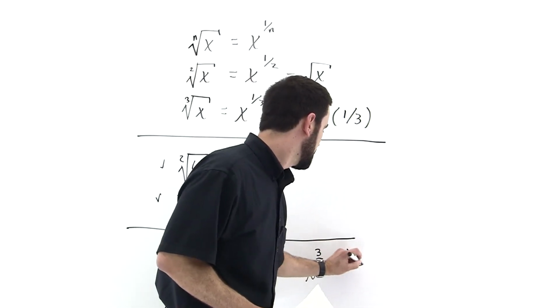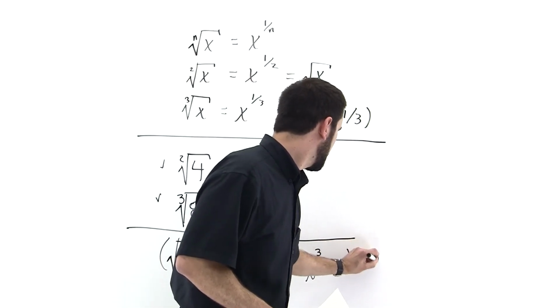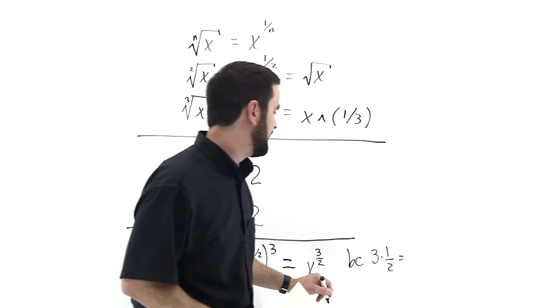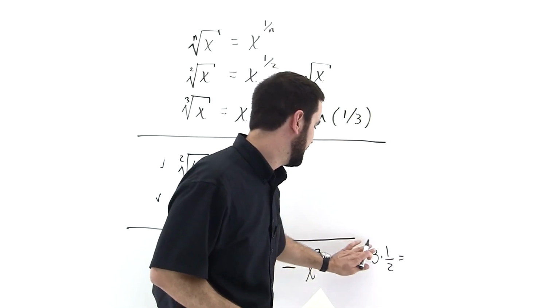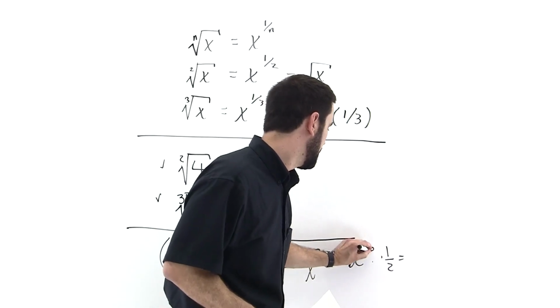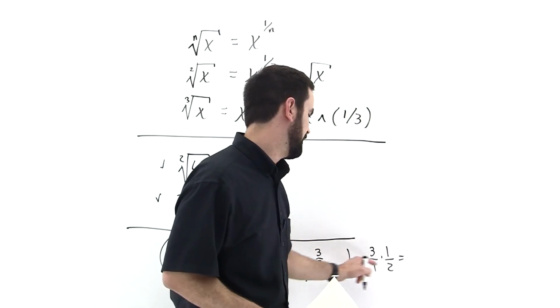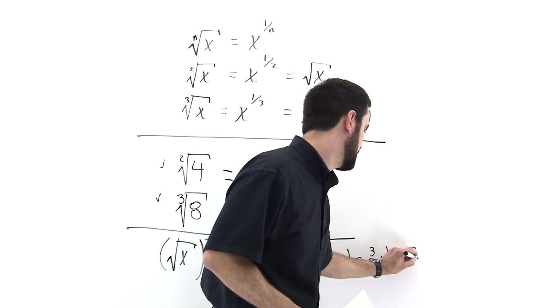Because 3 times 1/2, you multiply, this is understood to be a 3/1, right? Anytime you multiply fractions, you just multiply the top and you multiply the bottom. So this is 3/2. All right?